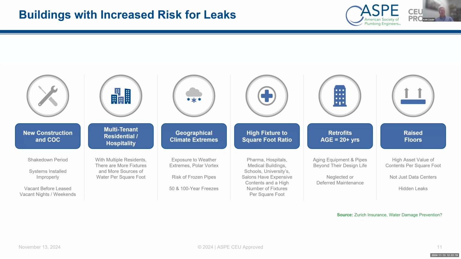So multi-tenant residential, hospitality, healthcare, those types of things. Geographic climate extremes, that's more down below the border here, where we don't insulate well down here. So you get some temperature deviations, high and low, that you don't expect, and 50, 100-year freezes in different locations, high risk. High fixture to square foot ratio.